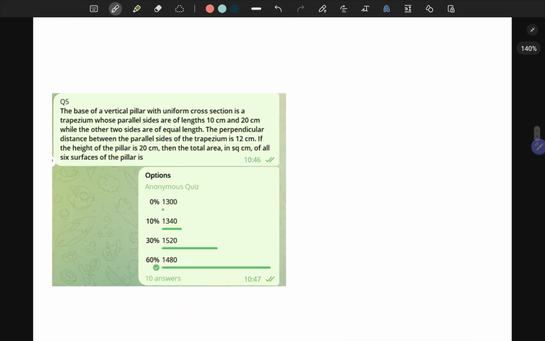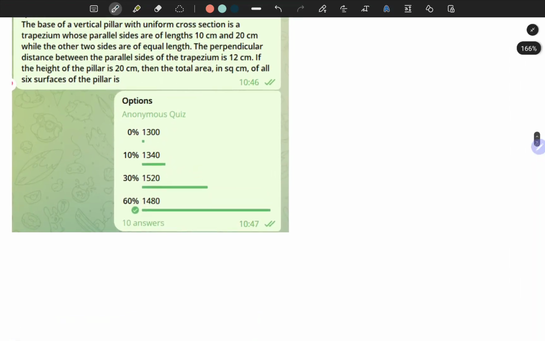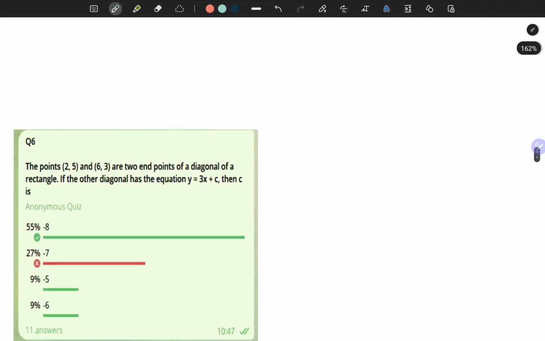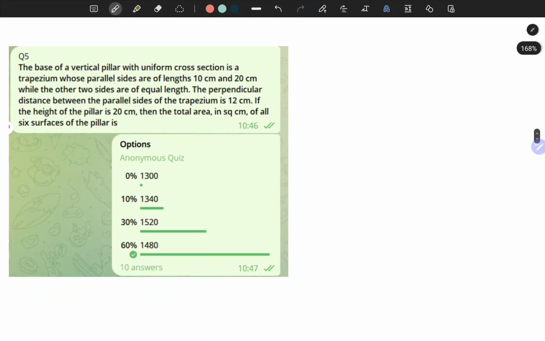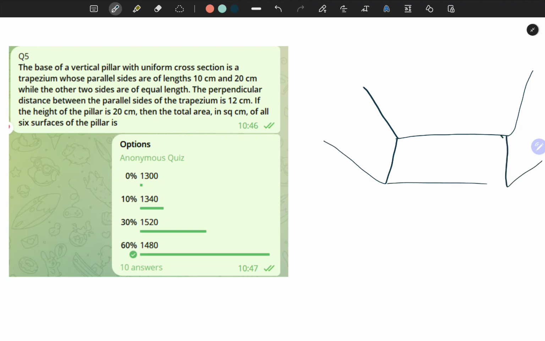Now this is a very good geometry visualization question. The base of a vertical pillar with uniform cross section is a trapezium whose parallel sides are of length this. So basically the structure is like this. This is the structure of that pillar. In the form of a trapezium, this is 10, this is 20, and it is given that the perpendicular distance between the parallel sides is 12.